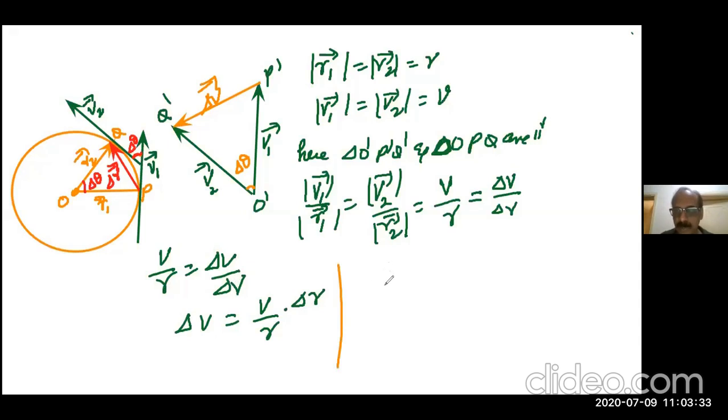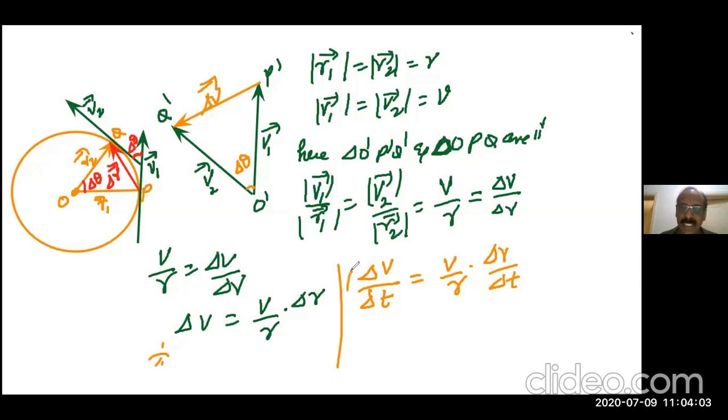What is our purpose? We need acceleration. Acceleration means delta T, so we divide both sides of the equation by delta T. Delta V by delta T is equal to V by R into delta R by delta T.